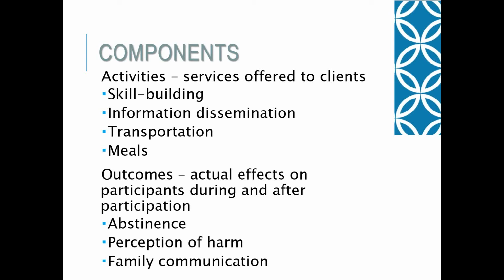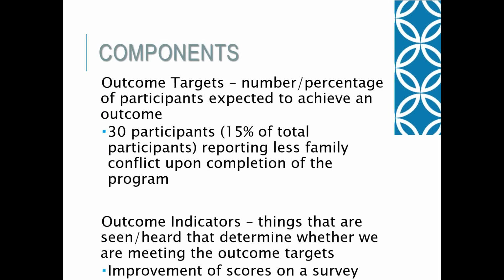Okay, next one. Thank you. So the next thing to think about is outcome targets. We want to set some reasonable targets for ourselves and set the bar so that we then have a place to compare. For example, the number or percentage of participants expected to achieve the outcome that we discussed in the previous slide. As an example, it could be 30 participants or 15% of the total participants will report less family conflict upon completion of the program. So that might be one of our outcome targets.